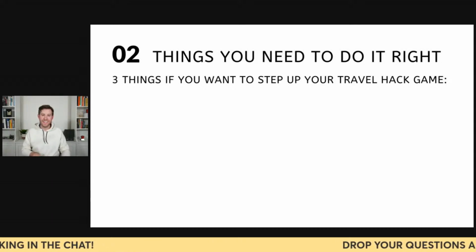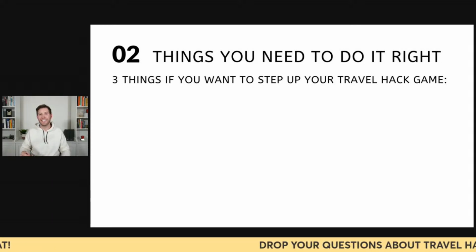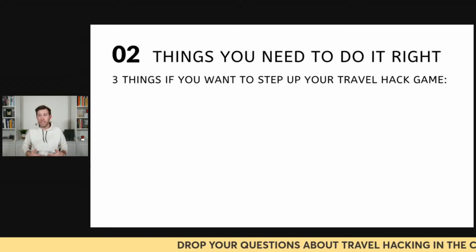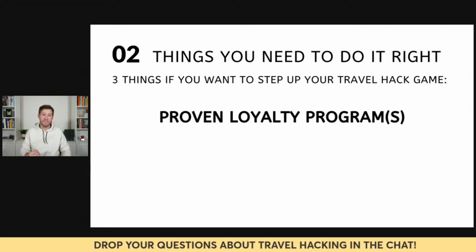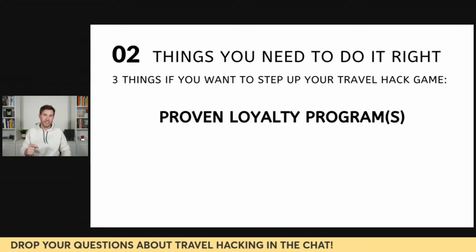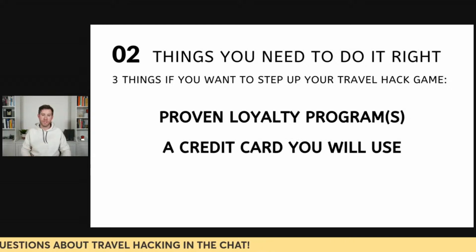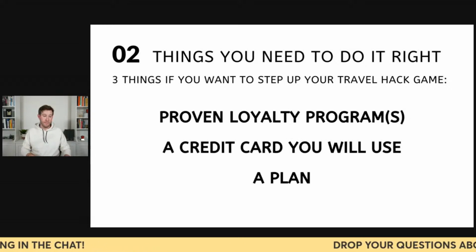You need 3 things if you want to step up your travel hacking game and really have your points multiply very fast. Number 1, proven loyalty programs. Number 2, a credit card that you will use. And number 3, a plan.